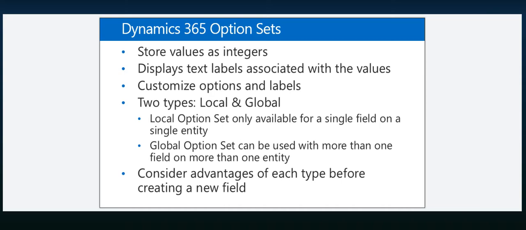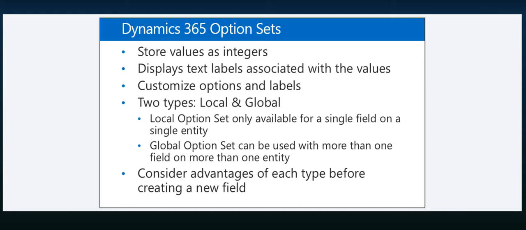A global option set is something that you create as a component by itself, and then you can use that on multiple fields throughout all of Dynamics 365, on different entities, on different fields as required. That also means you have a lot of advantages using the global option set, because if you're ever thinking that you might want to use an option set in multiple places, then definitely go for a global option set. Even if you're unsure, I would say create a global option set.